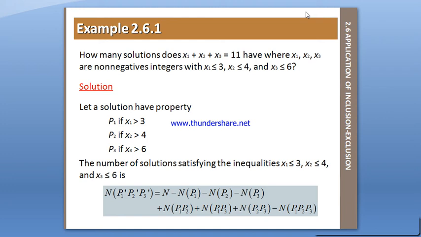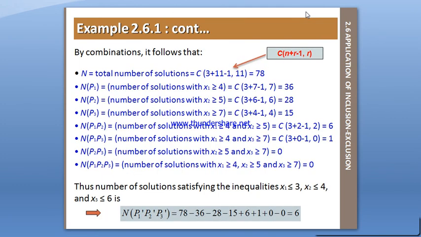Now the required number of solutions satisfying the given inequalities is given by the alternate form of the inclusion principle: n of P1 dash, P2 dash, P3 dash, the number of elements in the set not satisfying the properties P1, P2, P3, equal to n minus n of P1 minus n of P2 minus n of P3 plus n of P1, P2 plus n of P2, P3 plus n of P1, P3 minus n of P1, P2, P3.